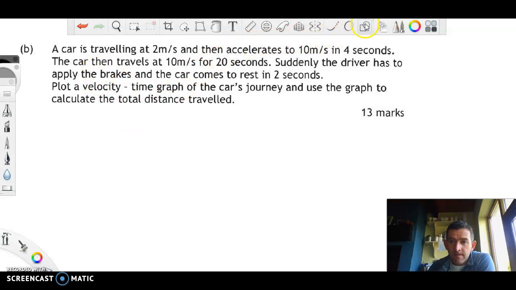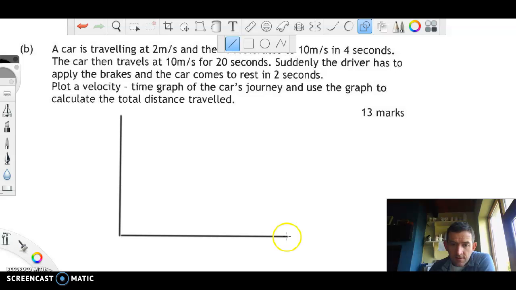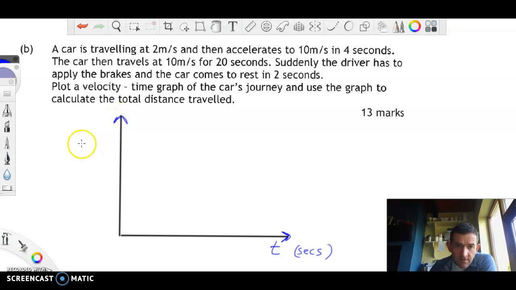So let's have a straight line here now. There's the vertical axis and there's the horizontal axis. Now I have some blue here. So we're going to put the time down here, T for time, right? And that's in seconds. We're heading from left to right. There's the arrow. Here we have velocity, and the units there is meters per second.